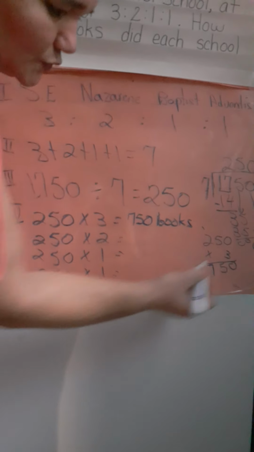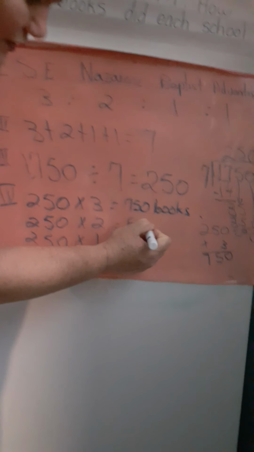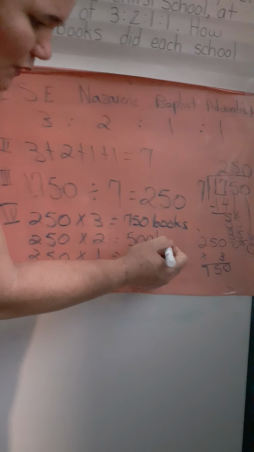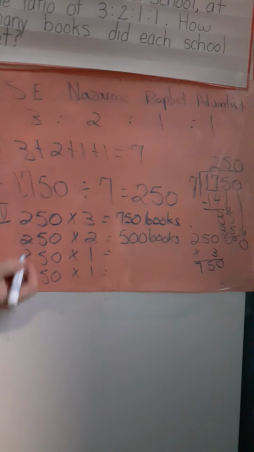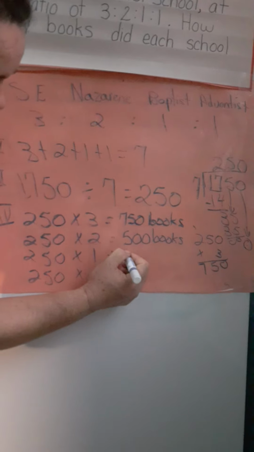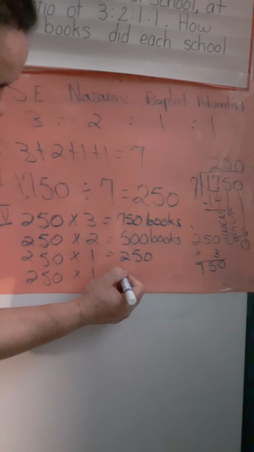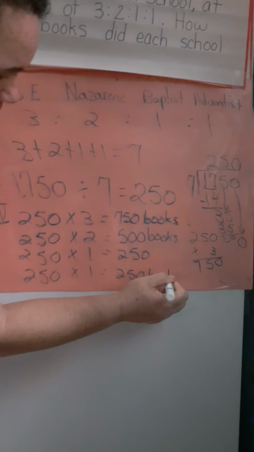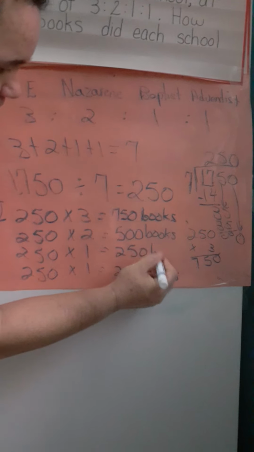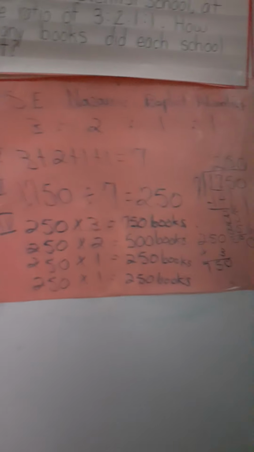250 times 2 is going to give us 500 books. Okay? And then 250 times 1 gives us 250. 250 times 1 is 250 books. Right? And that is your answer.